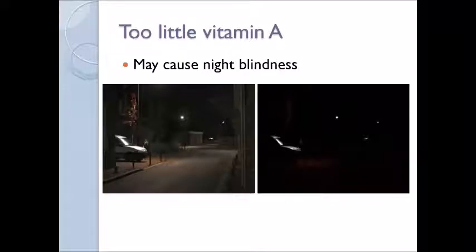Now, if we don't have enough vitamin A, we can get a disease called night blindness. I don't know if you can see this picture clearly, but on this side here, if you have healthy eyes, this is what you should be able to see at night. However, if you have too little vitamin A, or a vitamin A deficiency, then this is how a person who has night blindness sees. As you can see in this picture, it is very, very dark compared to this one over here.